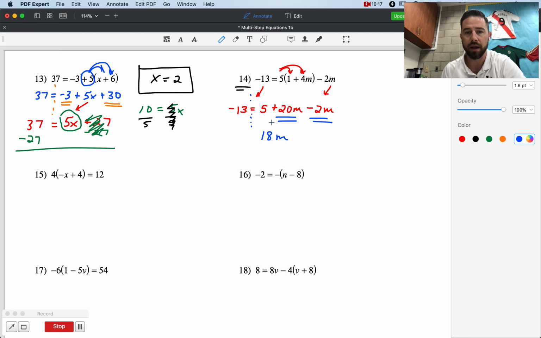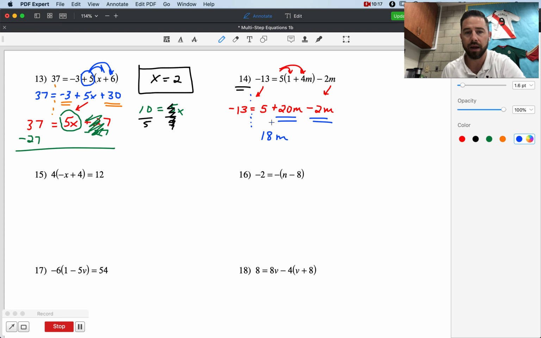And then we'll just drop this guy down. It's a 5, right? It's just a 5, which is a positive 5. So we're going to write plus 5 equals, this guy just stays over here on the left. Okay, now we start to move stuff. We distributed, we combine like terms, and now we're going to start to move.